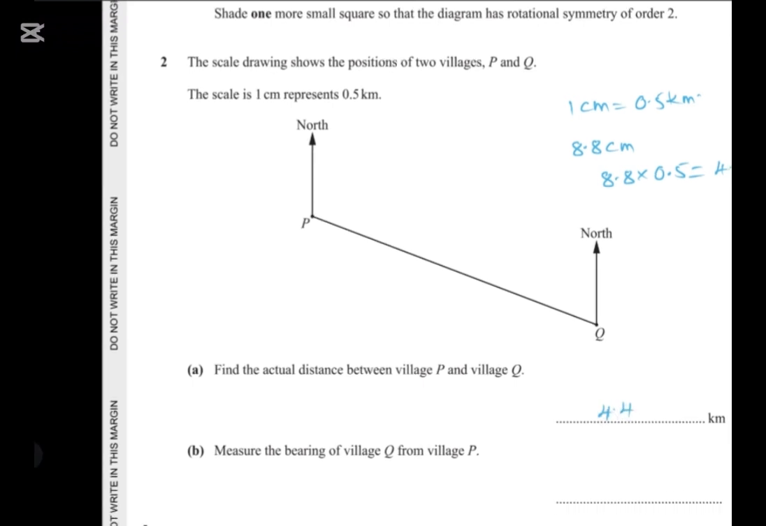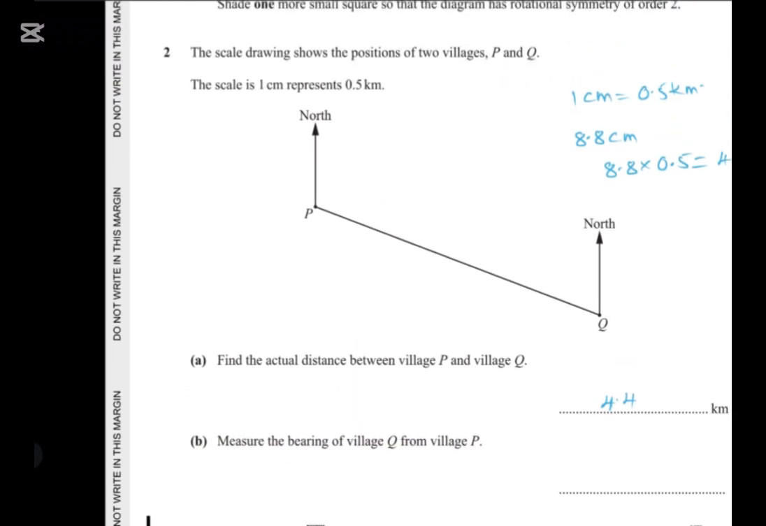Then question B, measure the bearing of village Q from P. Bearing is this angle. To find that angle, take a protractor and place it at point P with the zero aligned with the north line, or any line you align with 0, and you will get 110 degrees. Question number 2 is done.